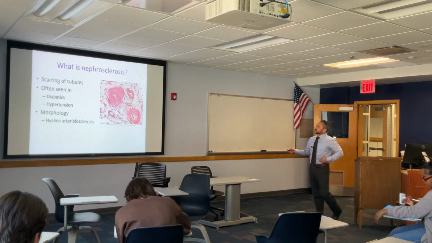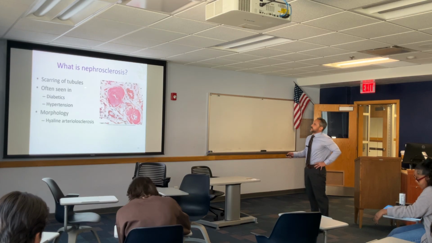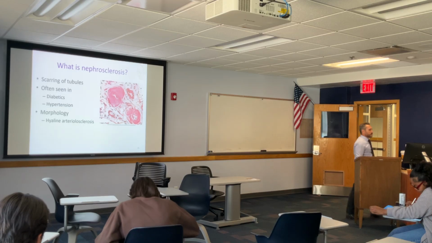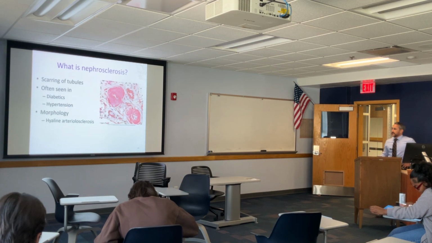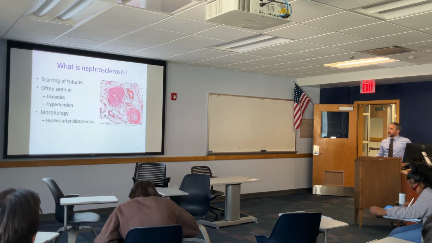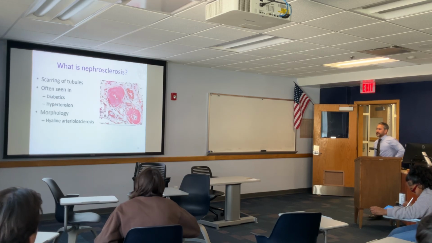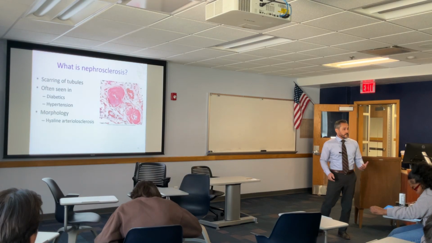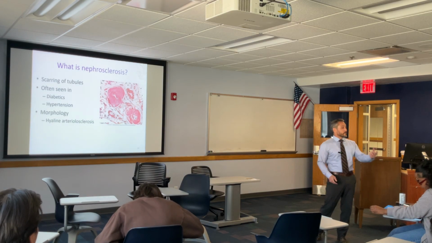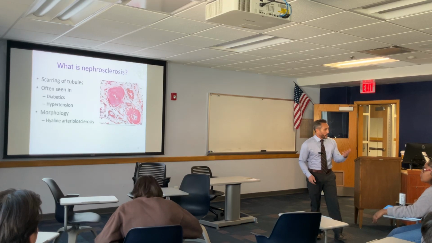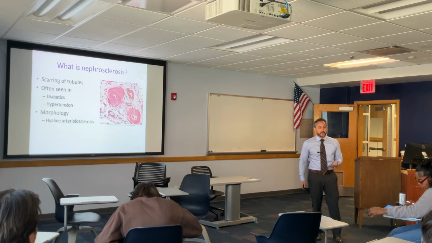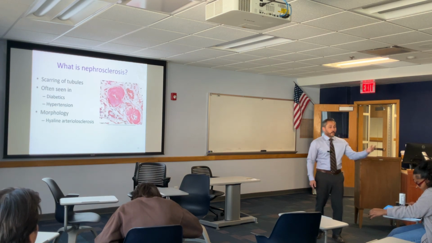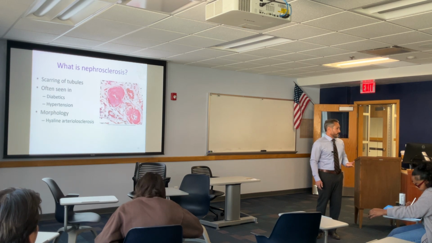Okay, nephrosclerosis. So this is scarring of the nephron tubules. This is often seen in diabetics, like we mentioned earlier, and in patients that are hypertensive, meaning they have high blood pressure. If there's high blood pressure, that's measured in what circulatory tree? Arterial or venous? Arterial. And where do the kidneys get their blood from?